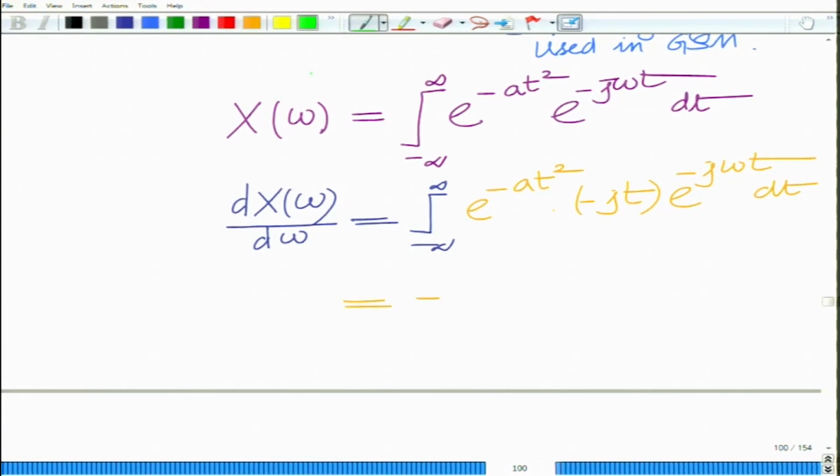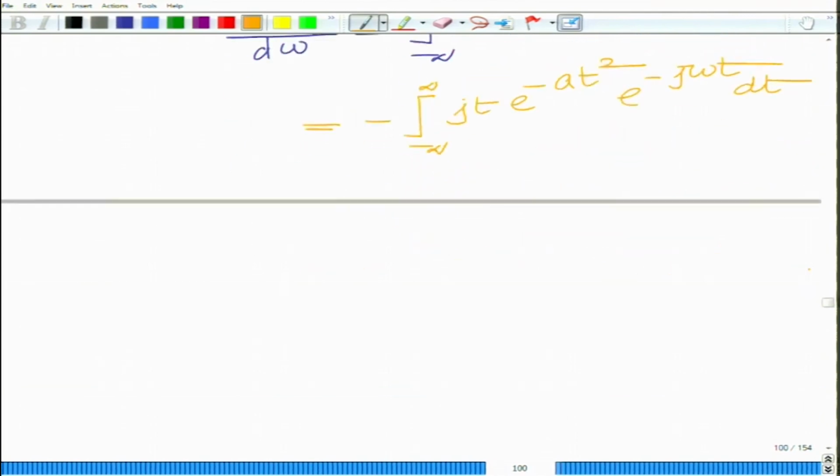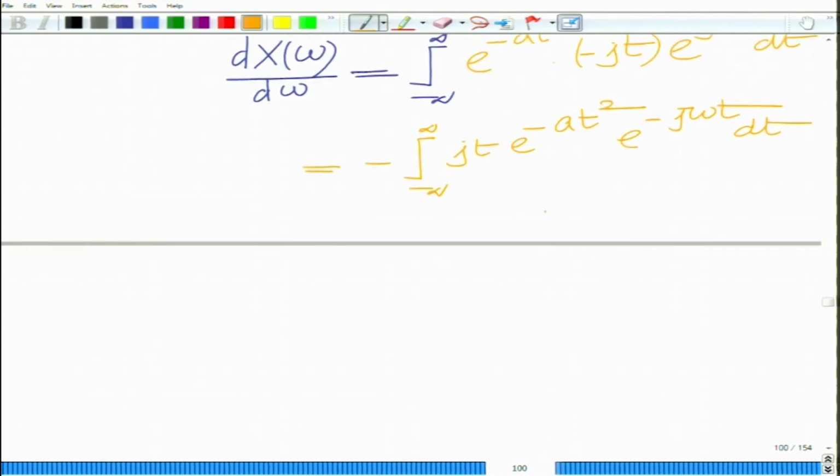So, that will be equal to minus integral from minus infinity to infinity of j t e raised to minus a t square e raised to minus j omega t dt. Okay. Now, what we are going to do is basically carry out this integration by parts. So, we are going to use integration by parts.